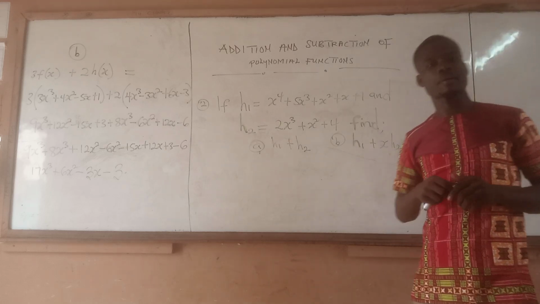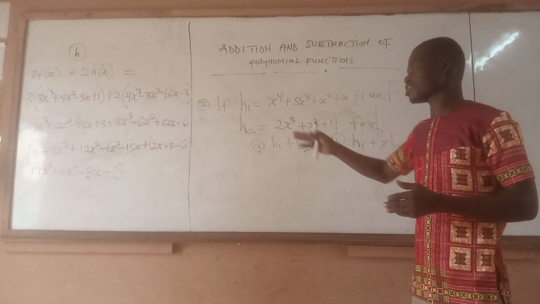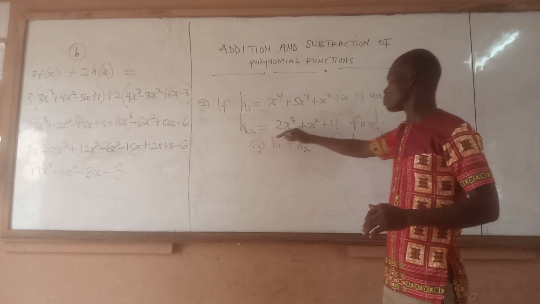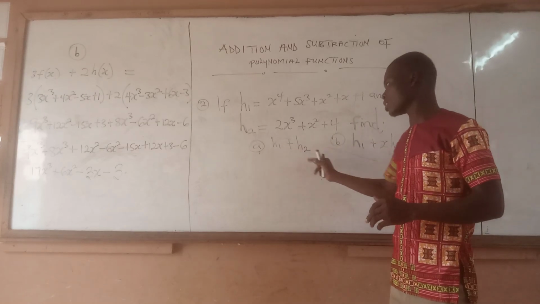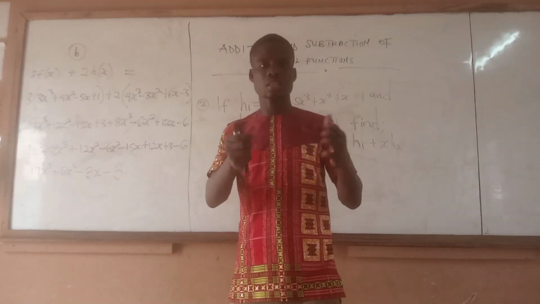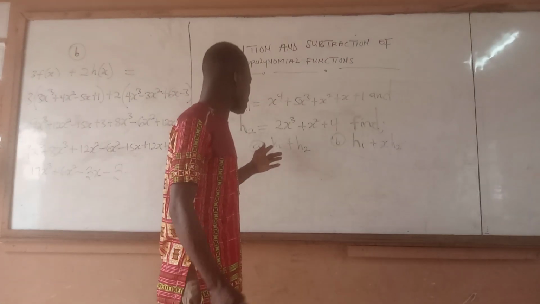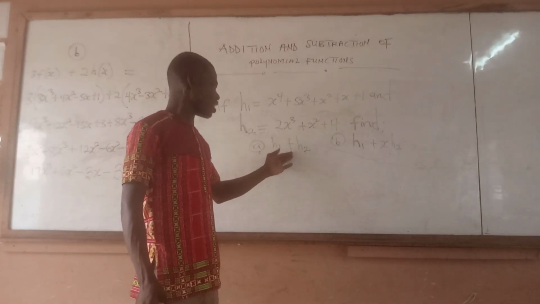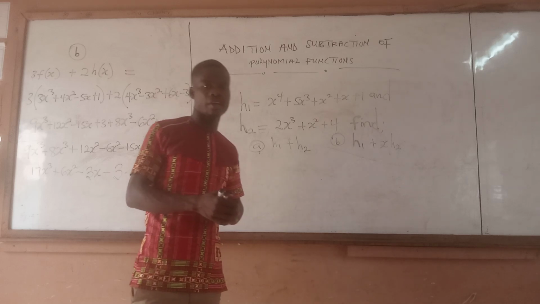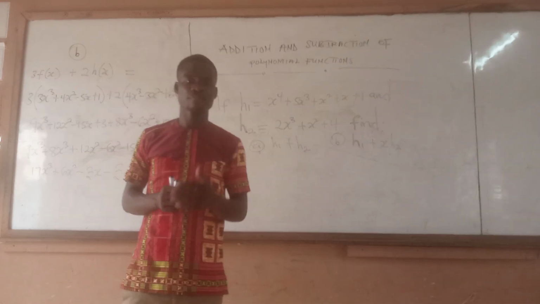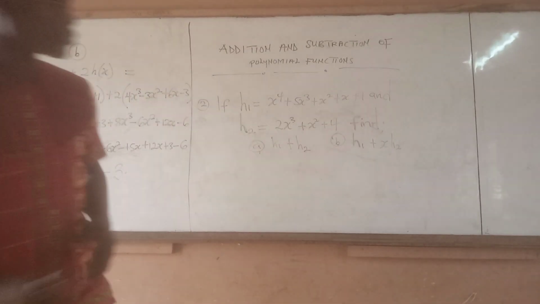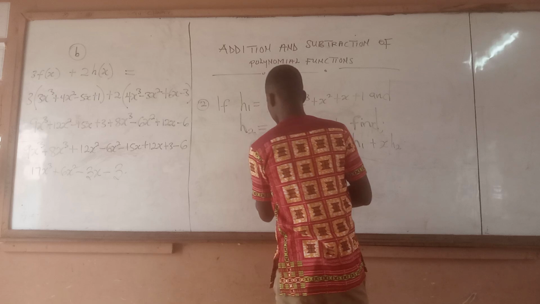Now, this is the second problem we have to solve. If function h1 is equal to this and h2 is equal to this, find h1 plus h2. So this one is like what we did. So take your time. Write a function for h1, bring the addition sign, function for h2, group like terms, and simplify. I'm waiting for your answer. So take your time and solve it. So now, solution.